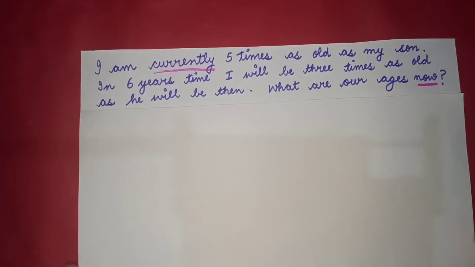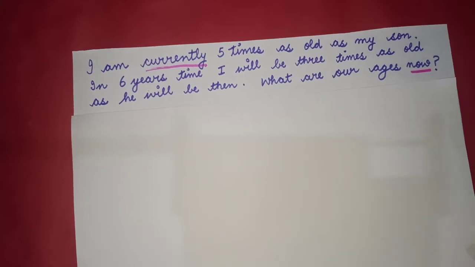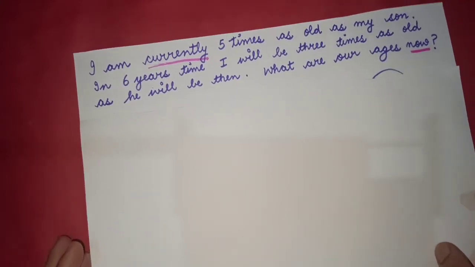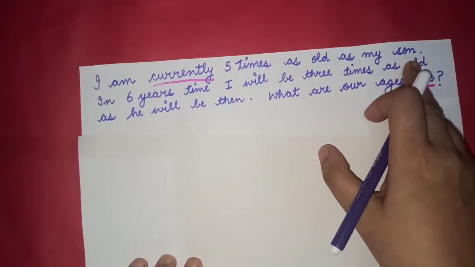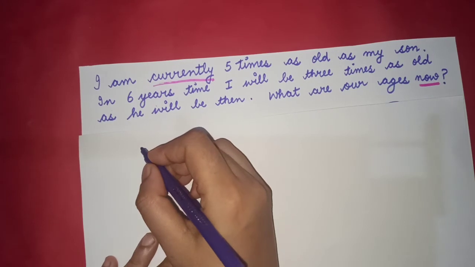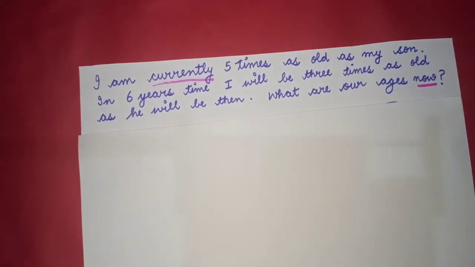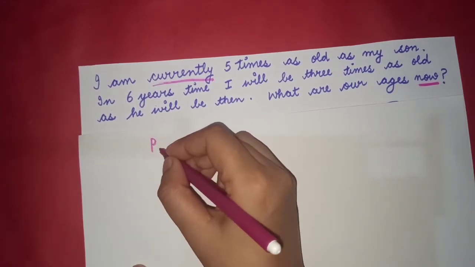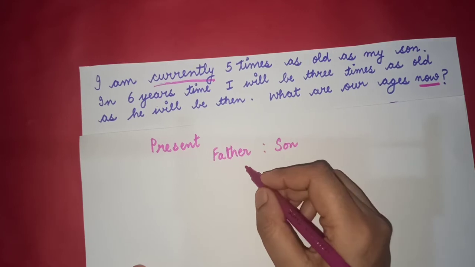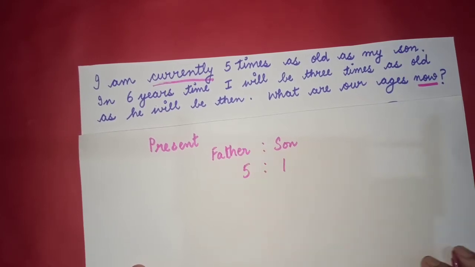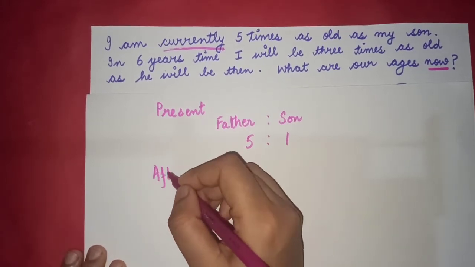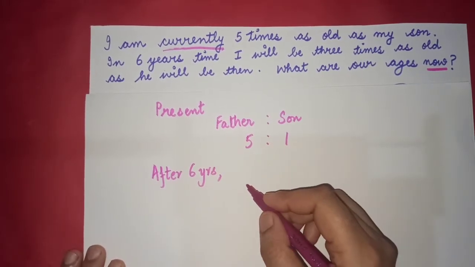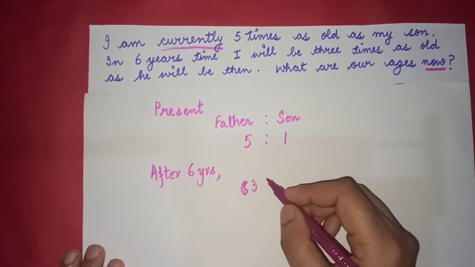So I hope it is clear. We can also use ratio to solve this question. So now you can see again the question. I am currently 5 times as old as my son. So that means at present the ratio between the father and the son is 5:1. And what happens after 6 years? The ratio becomes 3:1.